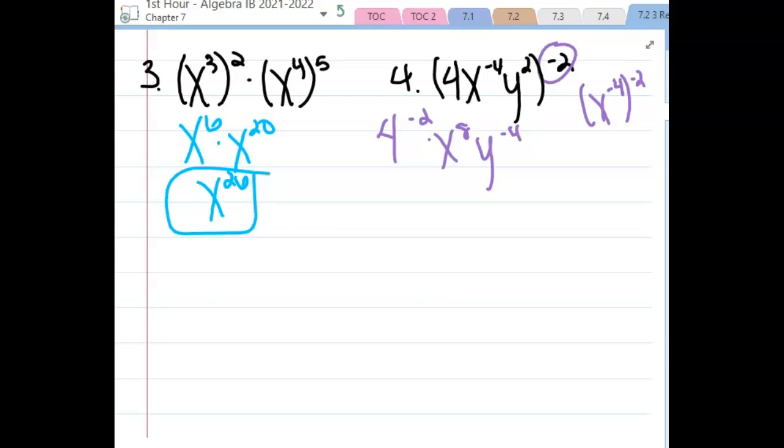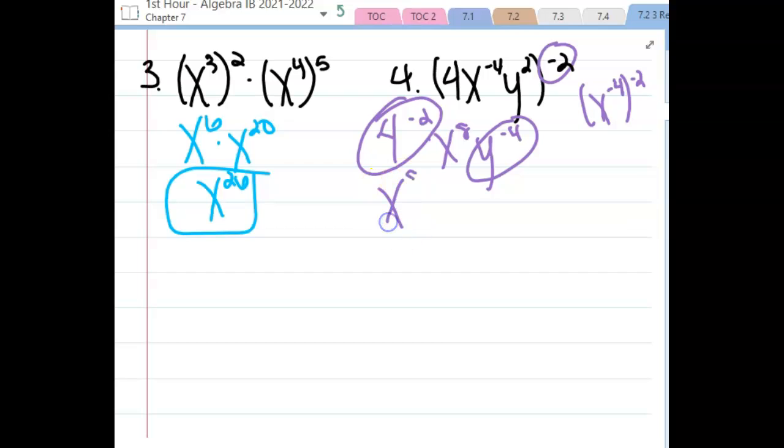Okay, this is the place where I'd probably tell you that if you have an x here and an x here, let's write them as 1 power. But I don't have that. I have a 4, an x, and a y. I cannot make all of those into 1 power because they don't have the same base. So the next thing I'm looking for is these negative exponents. The 4 has a negative exponent, and the y has a negative exponent.